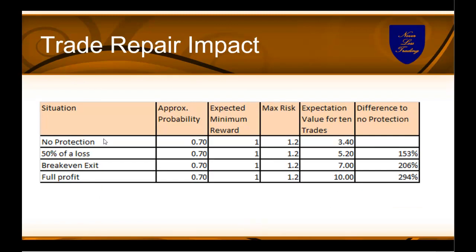When we act at high probability setups, where you forecast the price move with 70% accuracy, and dimension it as follows: you make a dollar win and you risk $1.20 at a 70% probability. If you do 10 trades, for example, your expectation value is $3.40. It's positive, that's nice, super good. Now if you reduce with the trade repair method and you make only 50% of the loss on the 30% of the trades that don't come home, you will increase your profitability by 153% over this one. If you get out to break even, you double, it's 206% over this one.